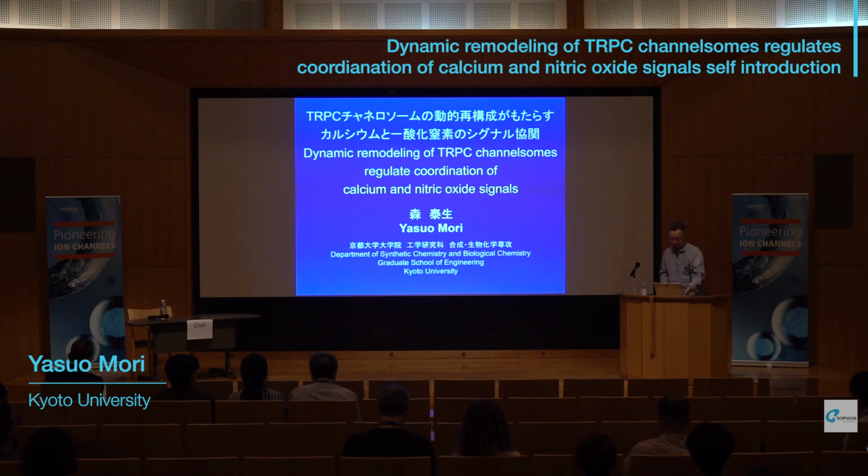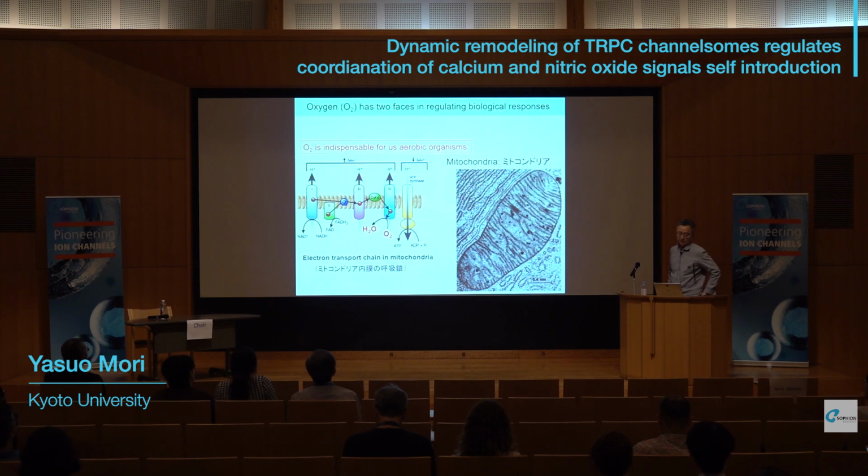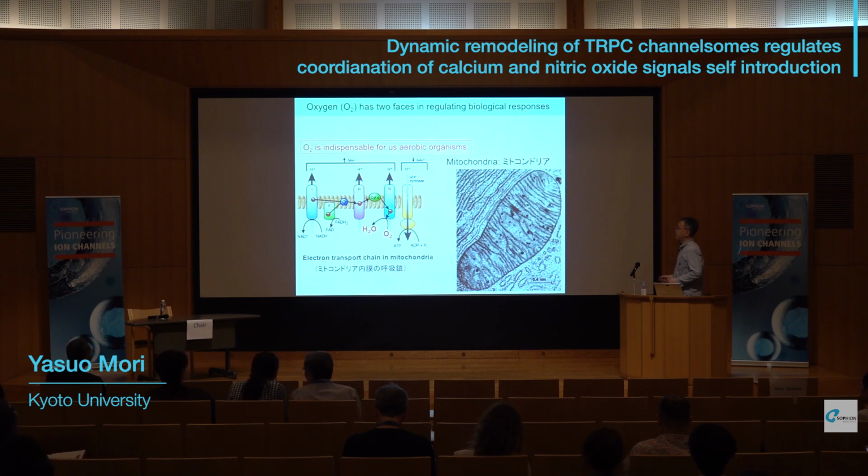Okay. So to start, as Dr. Kubo introduced me, I would like to start with oxygen. Molecular oxygen, as you know, is essential for us aerobic organisms. This is simply because oxygen is the final acceptor of electrons transferred through the electron transport chain to produce ATP in an oxygen-dependent manner.